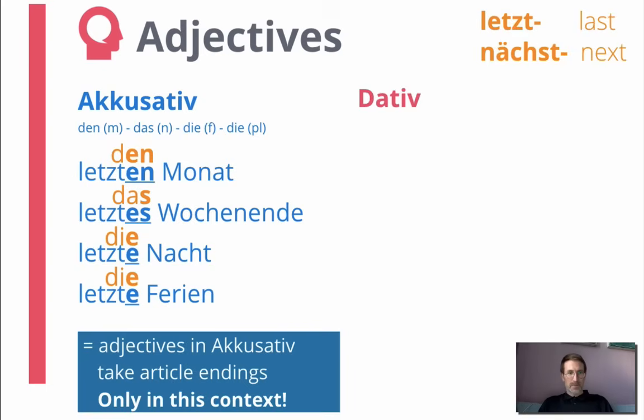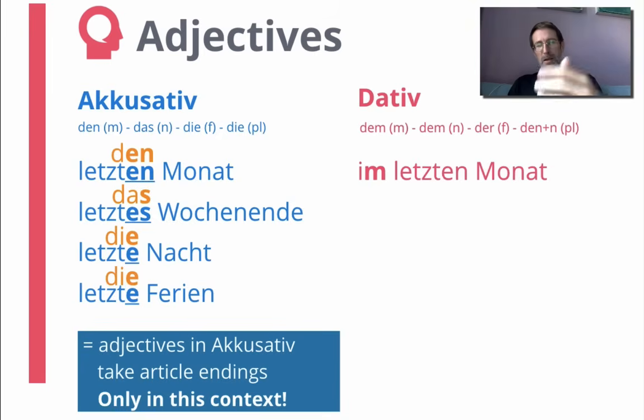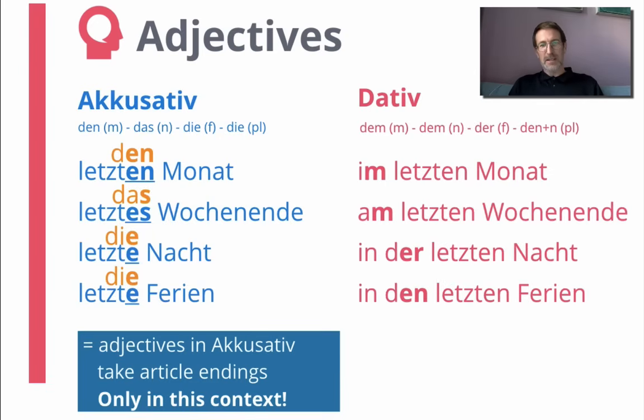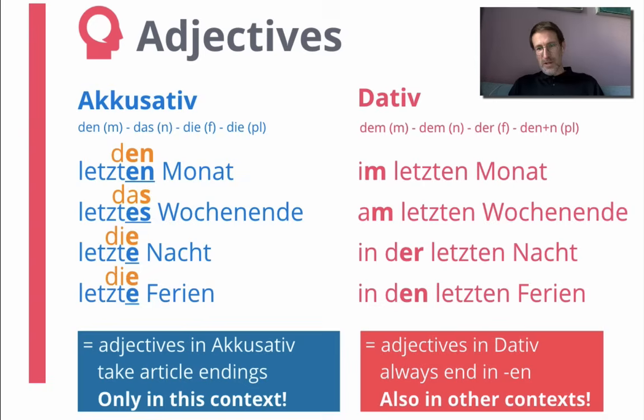Dativ. Here the endings again. Im letzten Monat, am letzten Wochenende, in der letzten Nacht, in den letzten Ferien. You see we have prepositions here again, and I've added the in. And what you might notice is that letzten always ends in en. That is because adjectives in dative generally end in en. There's very few exceptions, and those exceptions do not matter at least until you are far in B2.